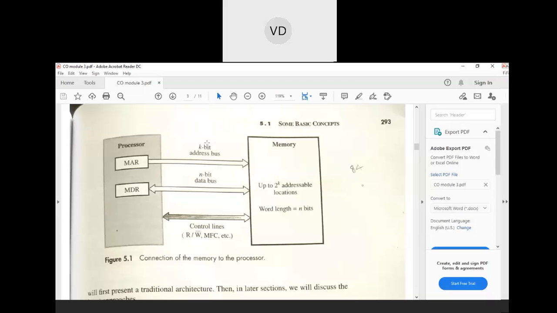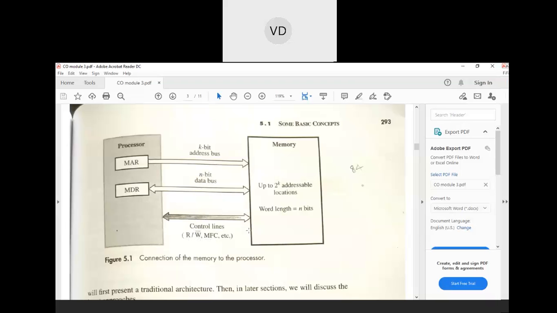Now here we have a k-bit address bus, for transferring the address from the processor to memory, and n bits of data lines. And we have different control lines, that is MFC, read and write. Now we were doing a read operation, so read was set to 1. If it is a write operation, then it will be set to 0.